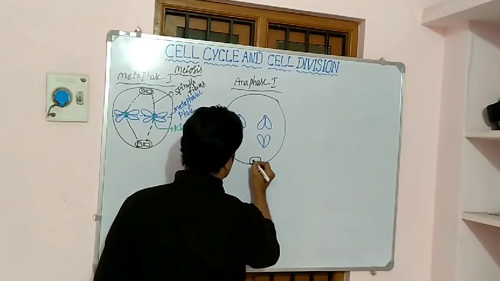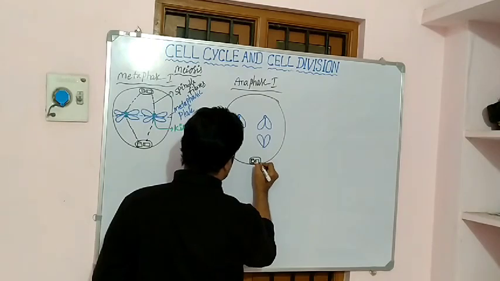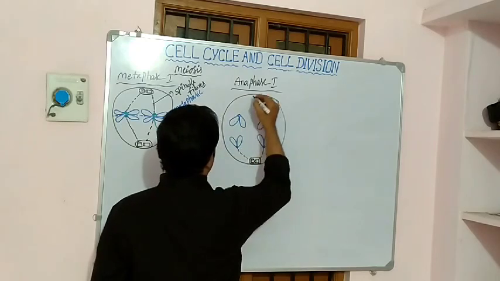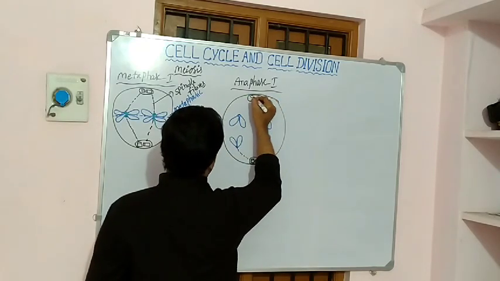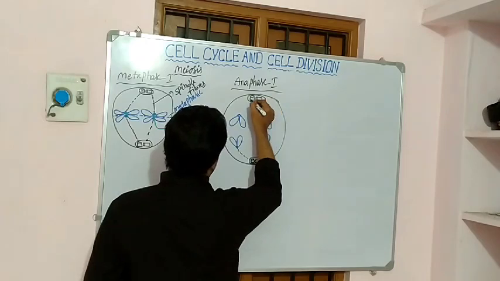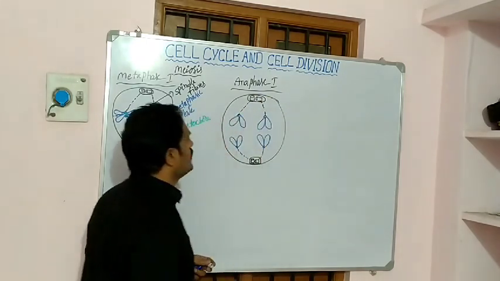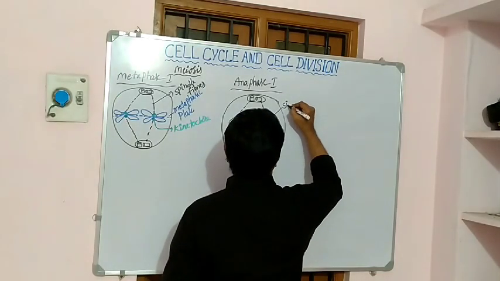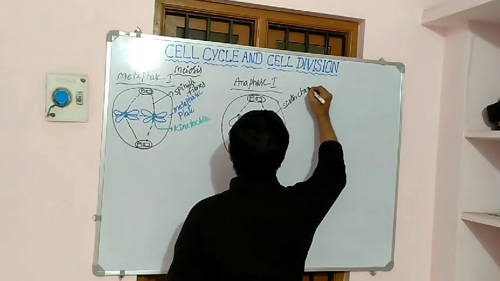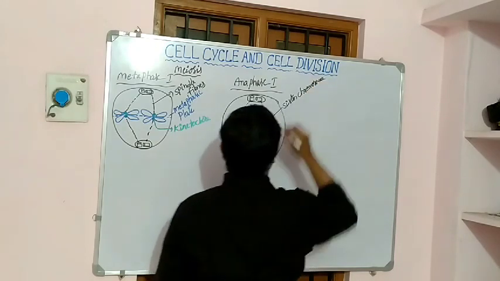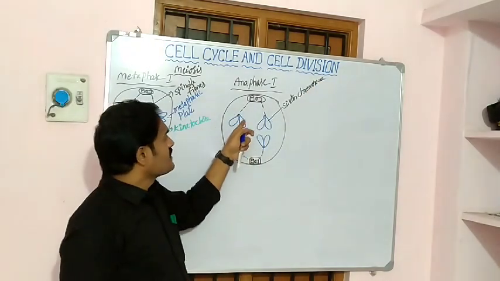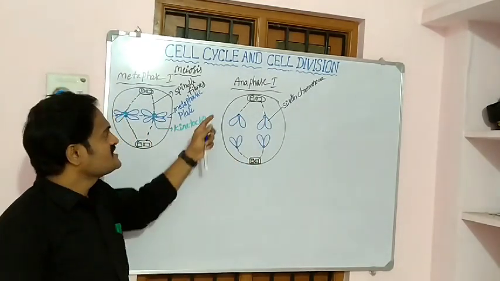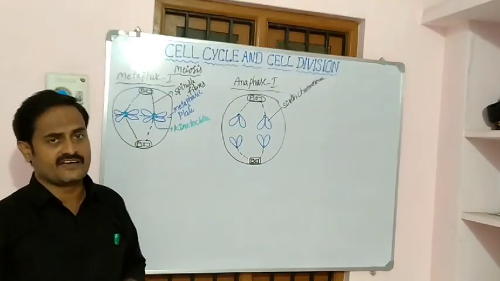So here the sister chromosomes are pulled by the spindle fibers. See, this is the centrosome, inside are the centrioles. The centrioles are attached to the centromere like this, on both sides, and they pull the chromosomes to their opposite poles. These are the sister chromosomes. The sister chromosomes are pulled by the spindle fibers to their opposite poles. So this kind of change is noticed in the anaphase.